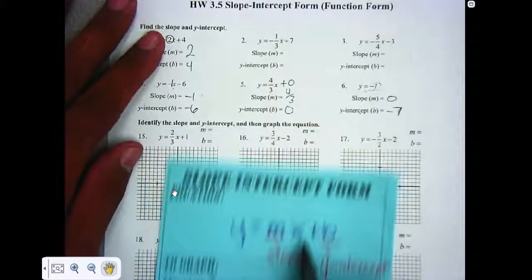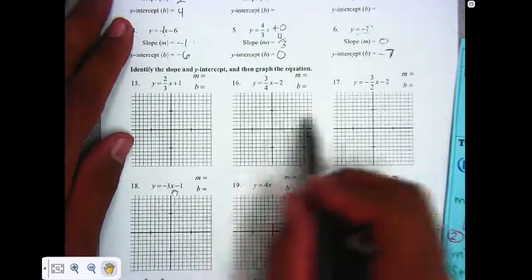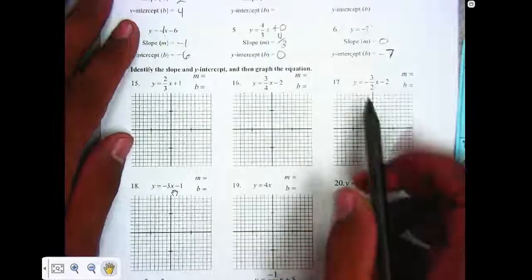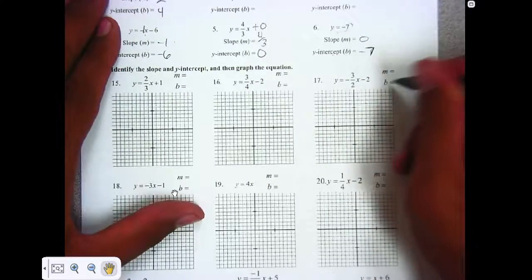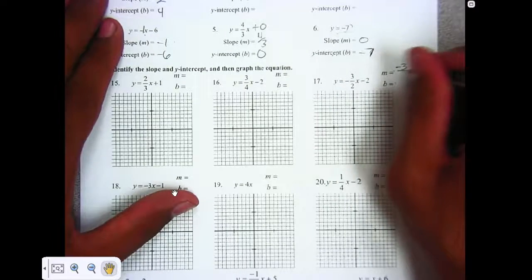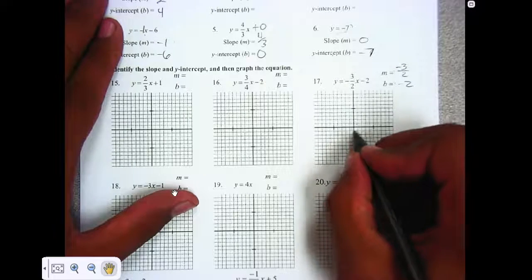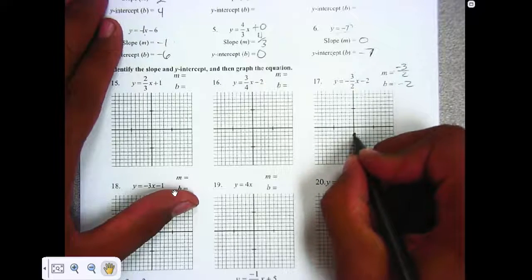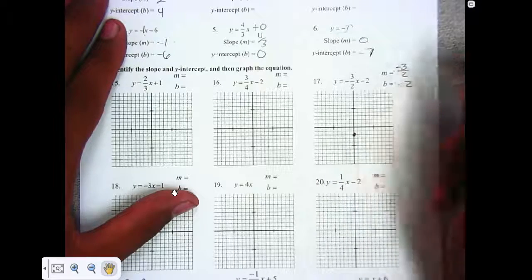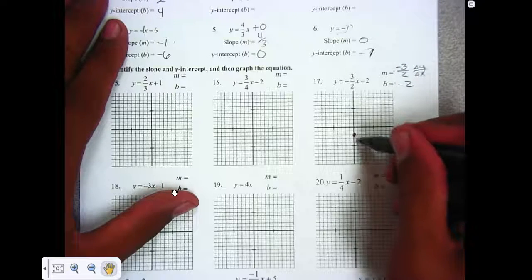Okay. Now let's go down to some of these where we have to graph. So I think let's start with number 17. Okay, so again, identify the slope and the y-intercept first. So slope is negative 3 over 2. Y-intercept is negative 2. Okay, so graph the y-intercept, which is negative 2 down here. And then the slope is negative 3 over 2. Remember, changing y is the one on top. So we go down 3, and then right 2.